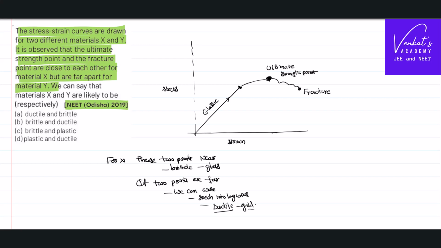Even after reaching the ultimate strength point, the fracture point doesn't come that quickly. So that gives room in between where you can change the material into a wire of your required shape. So we can say for materials X and Y, X is brittle and Y is ductile, as the points are far from each other for Y and close for X. That's the answer for the problem. This is all based on the stress and strain graph. That's it. Thank you for watching.